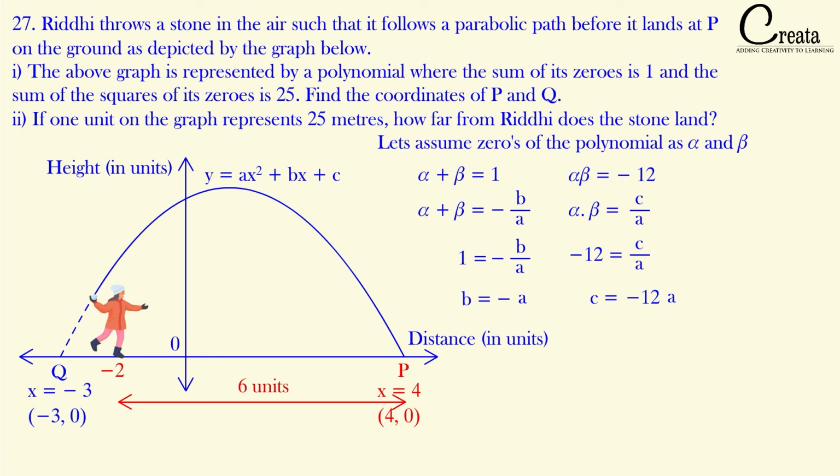And in the question it is given what is 1 unit? It is 25 meters. So what will be the complete distance? It will be 6 into 25, that is 150 meters. We got the answer, that is the distance between the riddhi and the point where the stone falls is 150 meters. That is the answer of the question. So we have done with this question. Let's move to the next question.